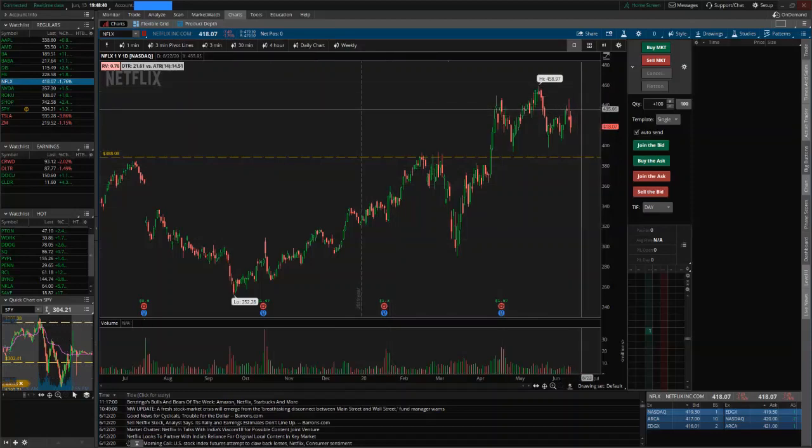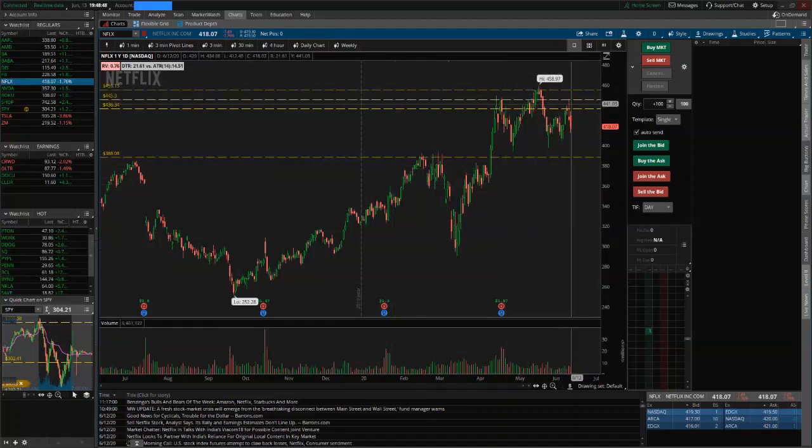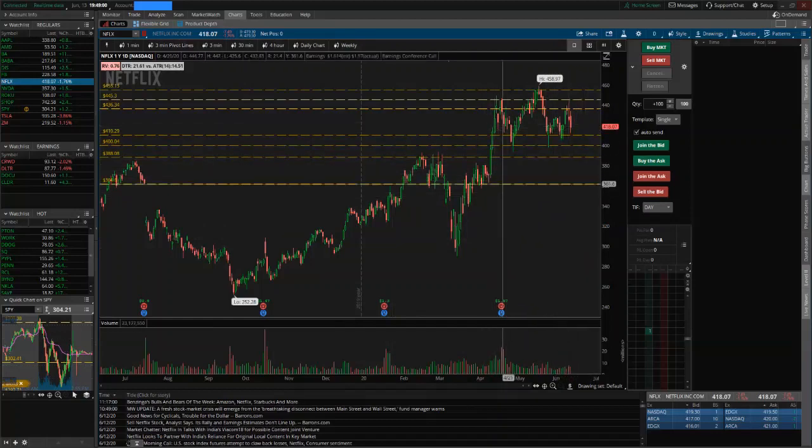So we got a resistance here. Here's a line. Obviously, we have a line here. We have a line here. We have several here, but this is kind of a good midpoint. We have a line here. We also have a line here. We got one here.